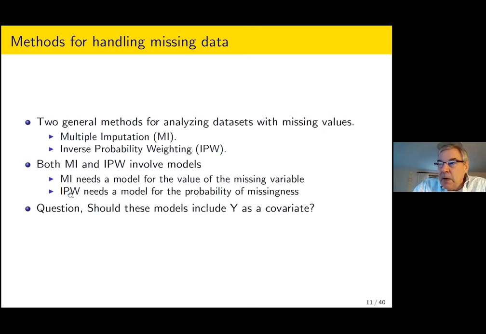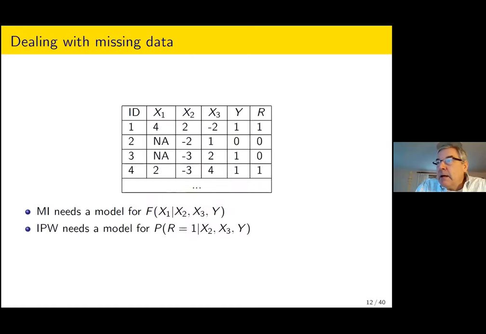And then inverse probability weighting also has a model, but it's not modeling X's, it's modeling the probability of missingness. So if 20% of the X's are missing, you make a model for the probability of missingness. So there's another model. Okay, so the question which motivated what we've done here: within both these methods, we need models. And should those models involve Y, the outcome? We've got a missing X, so we've got some X, or probably missingness, on the left-hand side. What should go on the right-hand side? Should we include Y there?